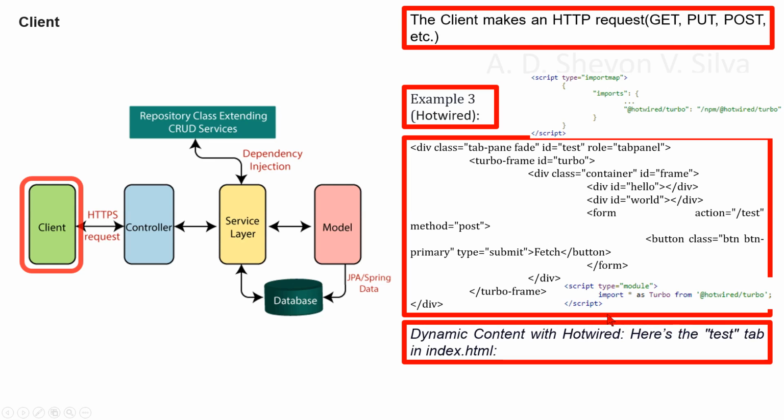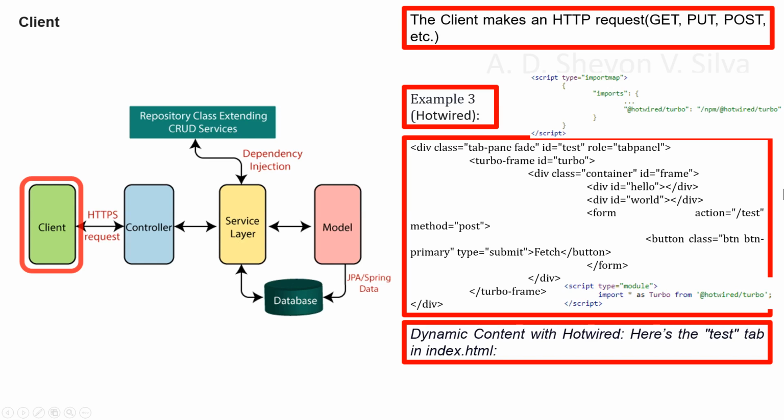As an example 3, we are considering dynamic content with Hotwired. Here is the test tab in index.html. Hotwired is a little bit similar to HTMX. So let's replace the libraries and get the app working.